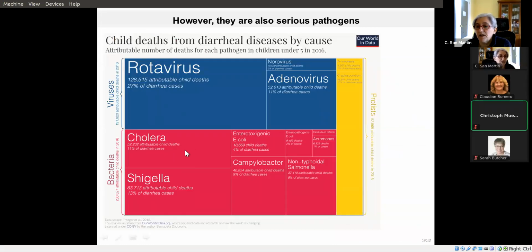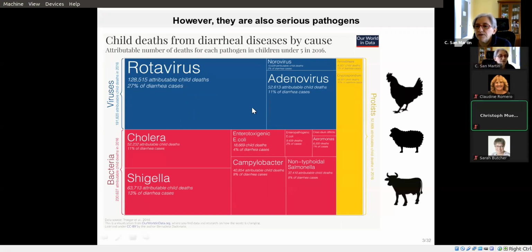However, adenoviruses are actually pathogens. As you can see here, they are the cause of a large proportion of diarrhea cases, even causing death in children. Adenoviruses can also cause economic losses because they also infect poultry, sheep, or cattle.